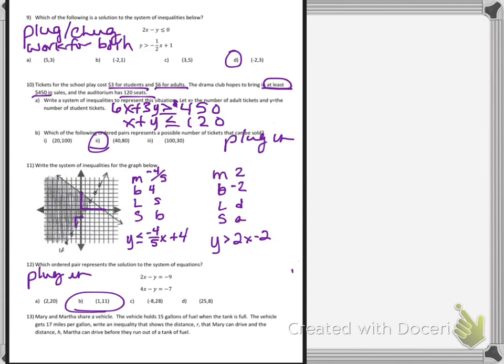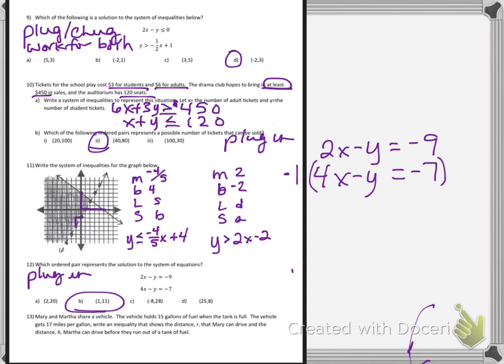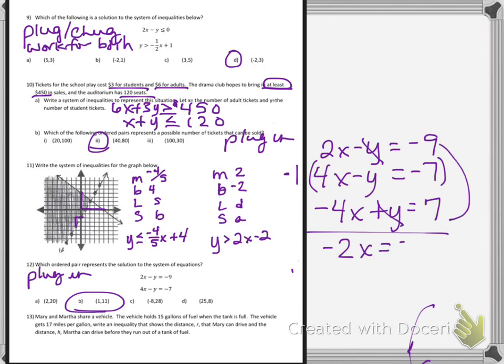You could also go through on this one. I'm going to write it over here on the side. You could go through and you could solve the equation, which would be an easier method. So I could say 2x minus y equals negative 9, 4x minus y equals negative 7. So if I wanted my y's to eliminate, I could multiply this by a negative 1. Negative 4x plus y equals positive 7. So these are going to go. I have negative 2x, I have negative 9, and a positive 7 is negative 2.